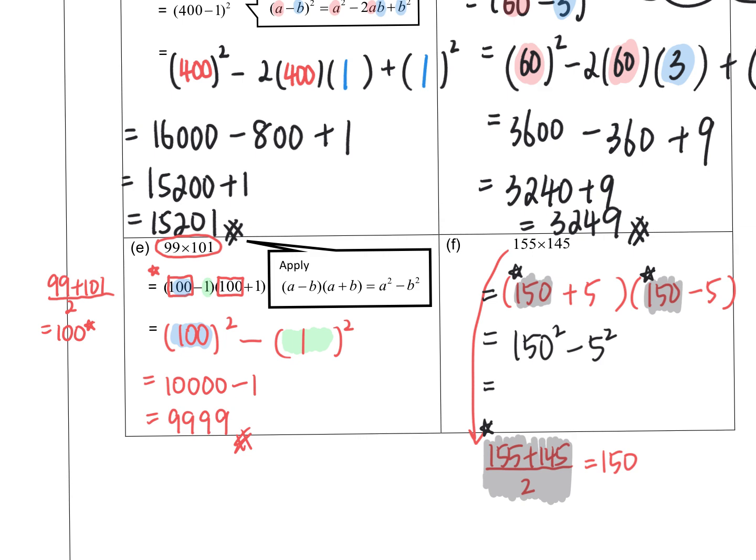Okay, so 150 square is 22500. Okay, so the answer is 22475.